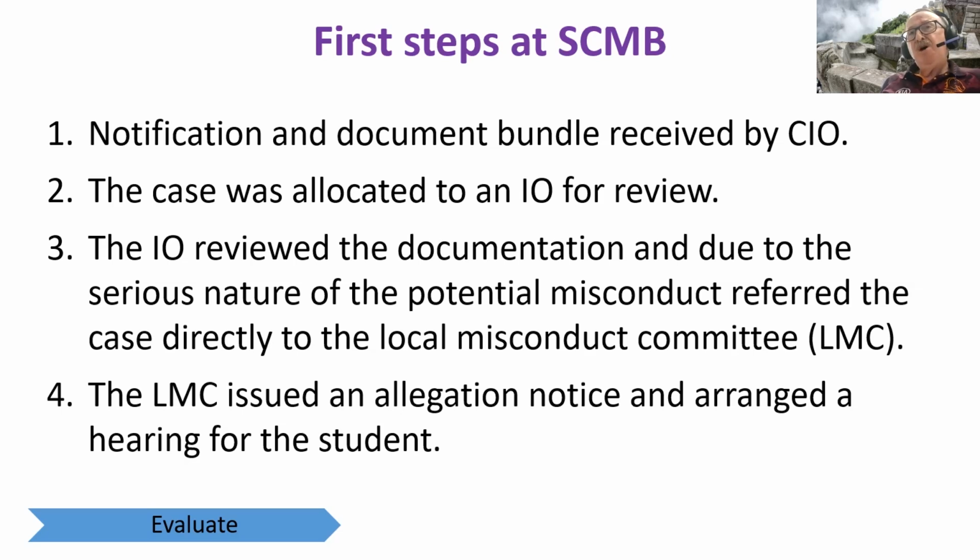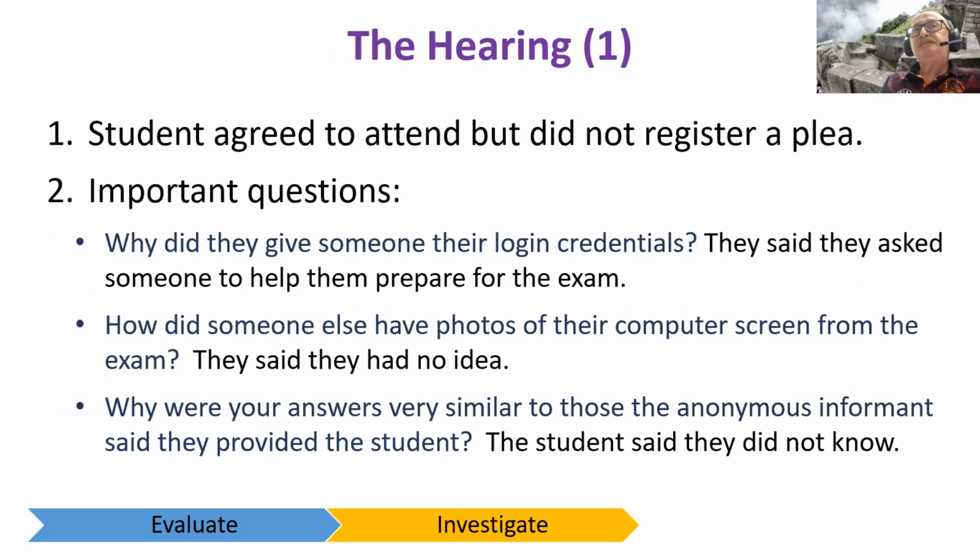And this was part of our sort of 3-stage procedure that we have. We evaluate, then we investigate, and then we report in the process. And so in this evaluation phase, we decided it needed to go to the local committee. We then issued an allegation notice and arranged a hearing for the student. The student agreed to attend, but as part of the process did not register a plea, and also did not register a plea when asked again in the meeting.